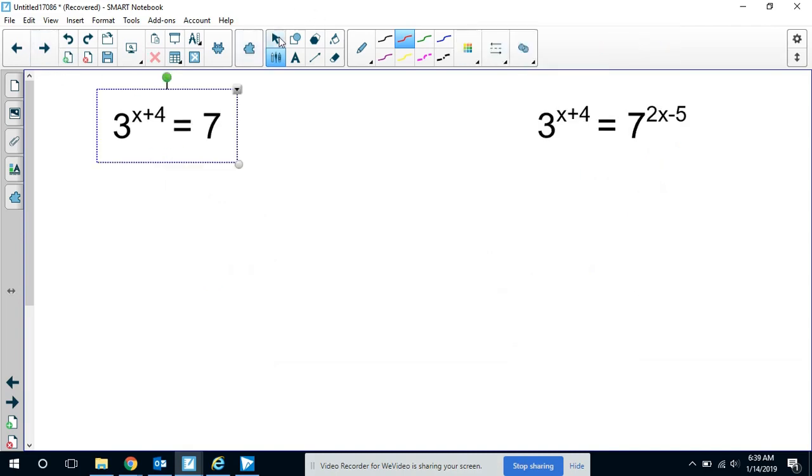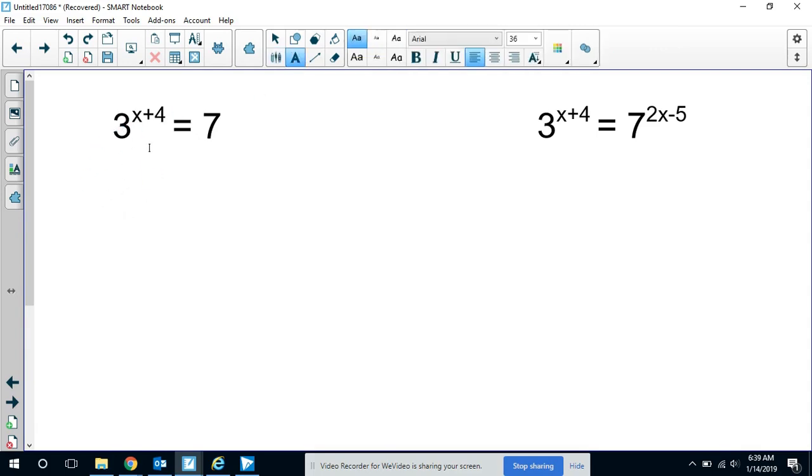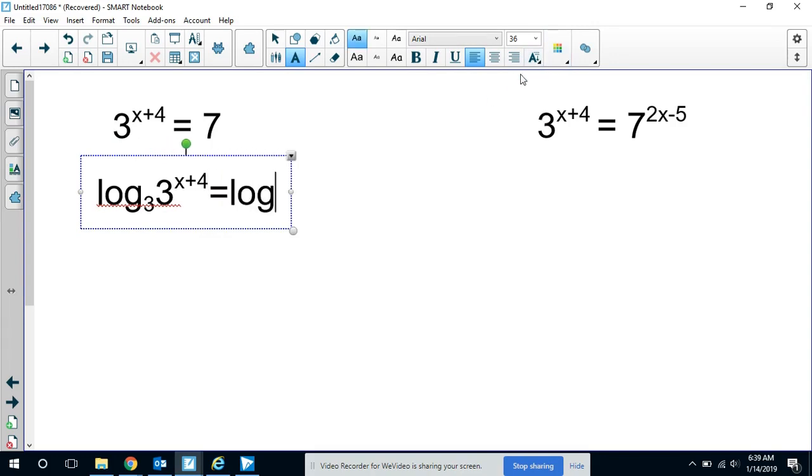But if I get to problems like this, I can't do what I did in previous examples, because 3 and 7 aren't the same base, and I can't get them to be the same base. So what I would do is I would take a log of both sides, and it's log base 3 of both sides is probably what I'm going to want to take. So log base 3 of 3 to the x plus 4 equals log base 3 of 7.